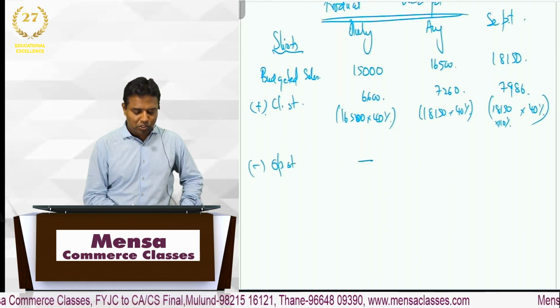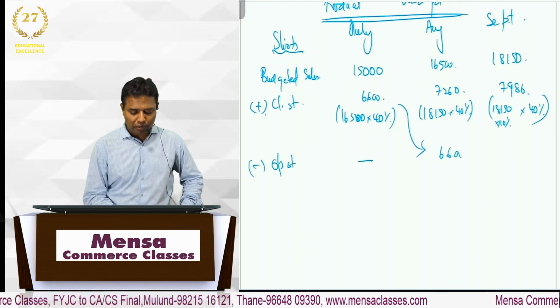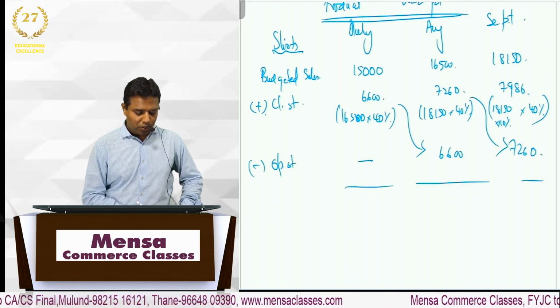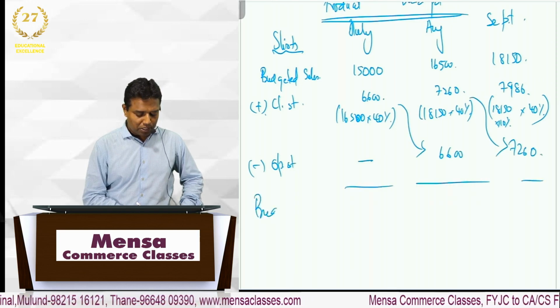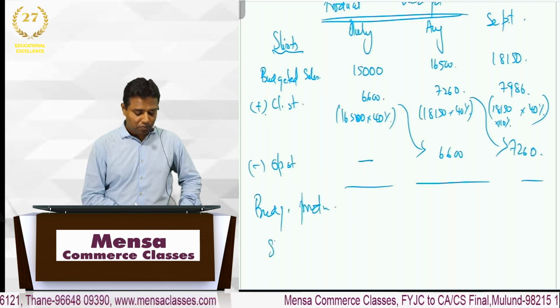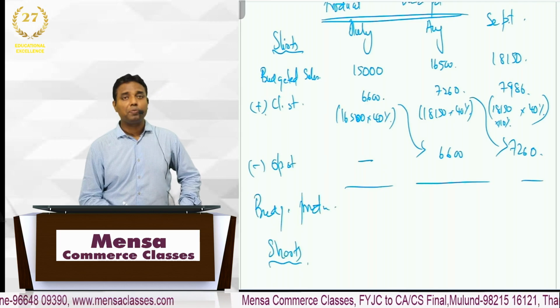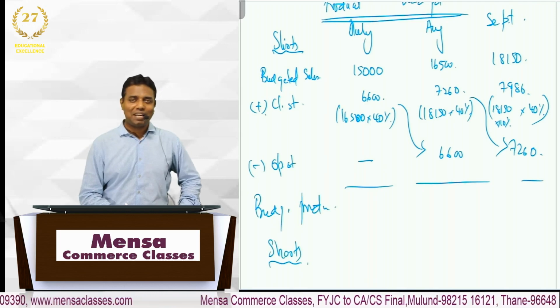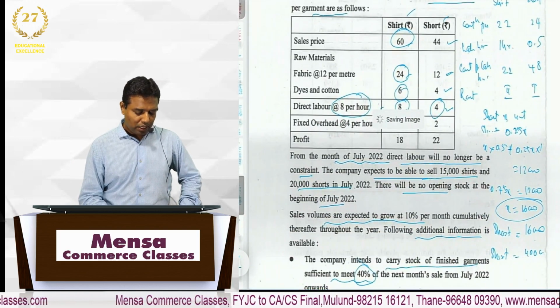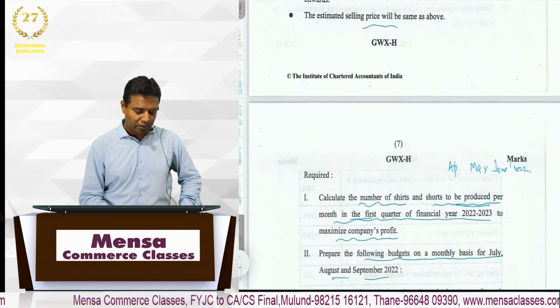There is no opening stock. This becomes opening stock of next period. This becomes opening stock of next period, right? Then you subtract this, you will get the budgeted production. So this I have done for shirts. Same way you will do for shorts. No change in that, right? So that is how we do that particular calculation of question number 3A. Question number 3A done, right?